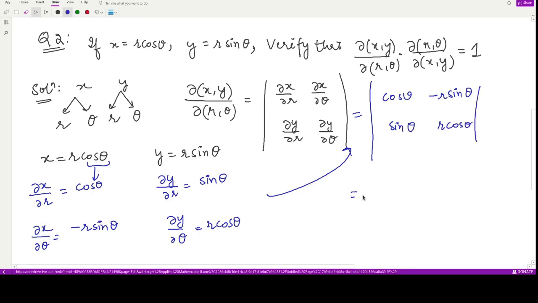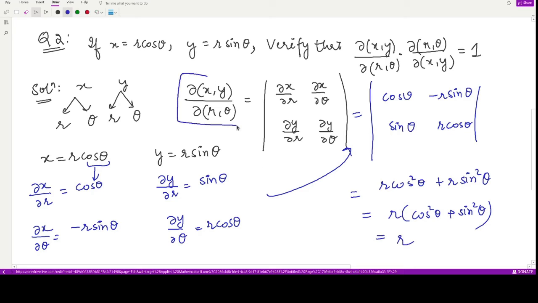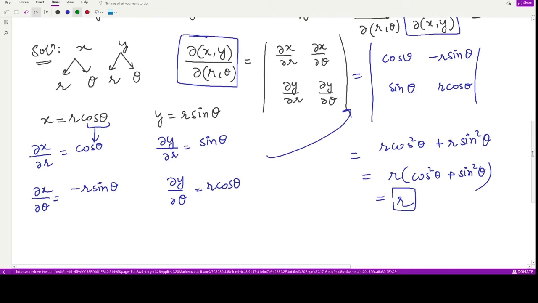So now you can solve this determinant. It would be r cos square theta plus r sin square theta, so it would be equal to r times cos square theta plus sin square theta, that is equal to 1. So we have this to be r. So the Jacobian of x, y with respect to r, theta is equal to r. So now let us calculate this term, the Jacobian of r, theta with respect to x, y. For that you will require the expressions for r and theta in terms of x and y. So what would be these?